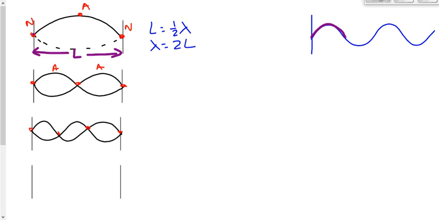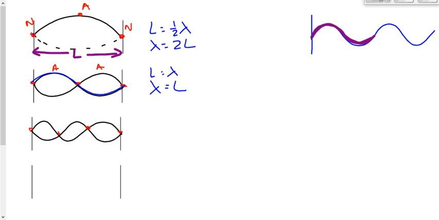Now let's do it for the next one here. I'm going from here to here. How much of a wave is that? That's a full wave, right? So we're going to say L is equal to lambda for that one. Really, I don't need to rearrange this one because I've already solved for lambda, but I'm just going to change the order of it for symmetry. Lambda is equal to L.